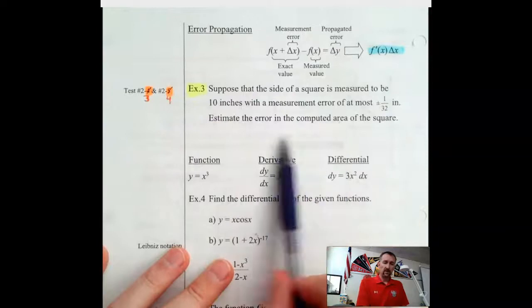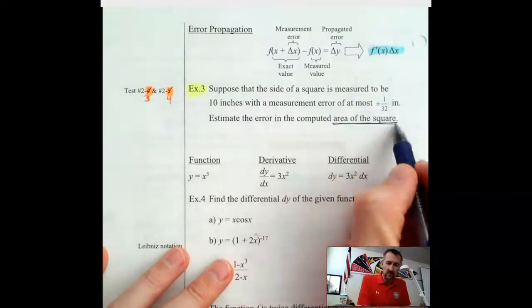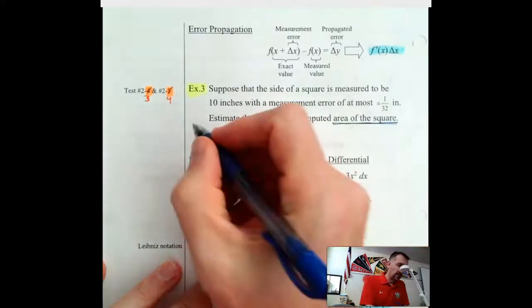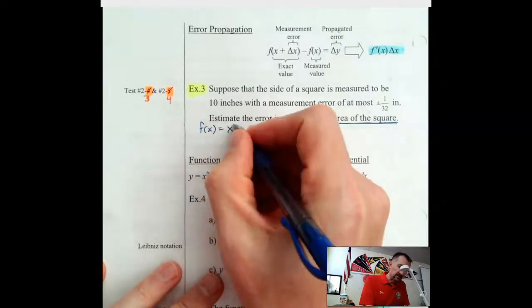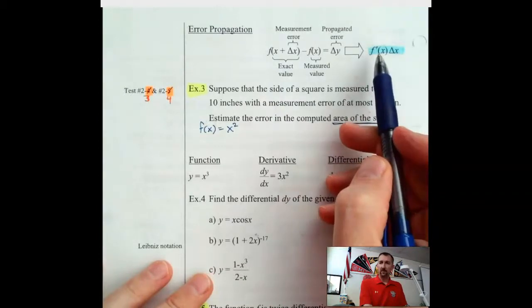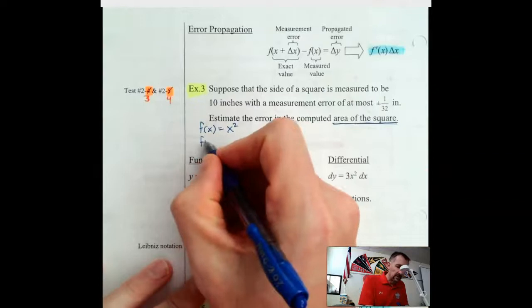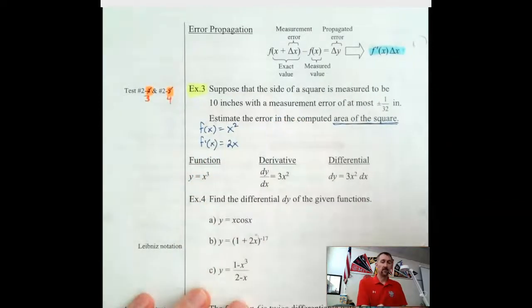So what you want to do here is identify a few things. One thing is that we're talking about the area of a square. So we can write the function down. The area of a square is side squared. Now you can see from the formula up here we need the derivative, so we could just calculate that now. So f prime of x is going to be 2x.